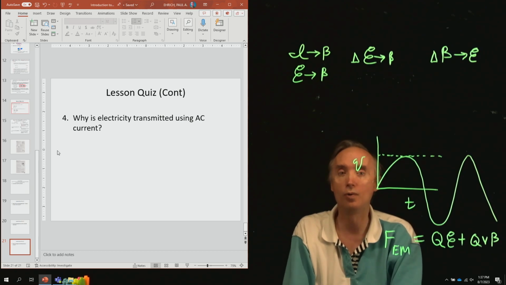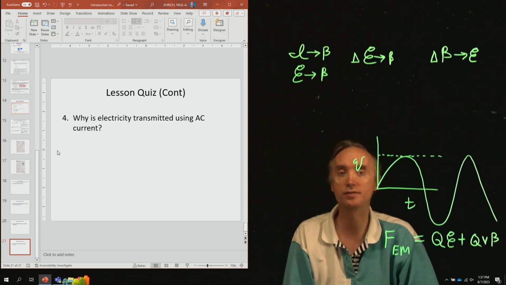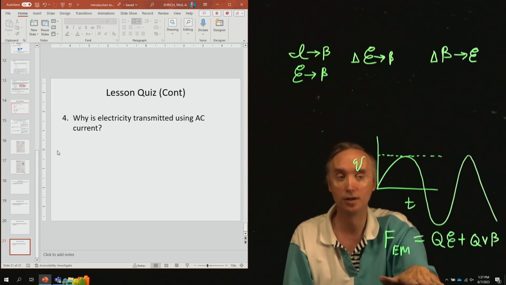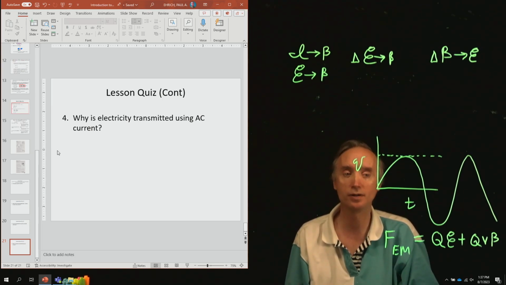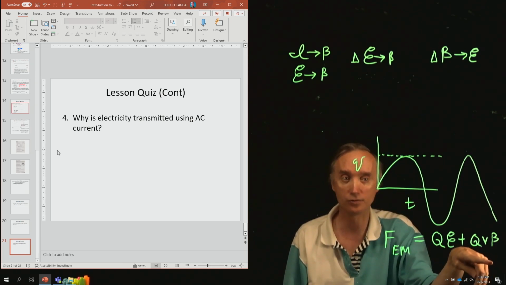Number 4, why is electricity transmitted using AC current? That's because only AC can be transformed. By the use of a transformer, we can step up or step down the voltage. It's best to transmit electricity at very, very high voltages. But then we need to step it down so that it can go into your house.